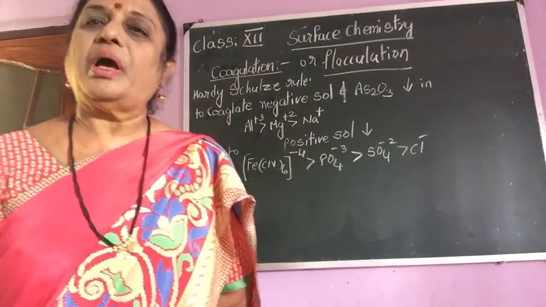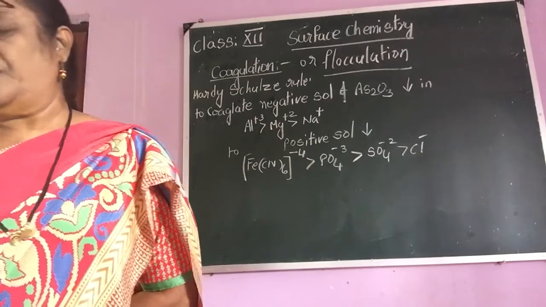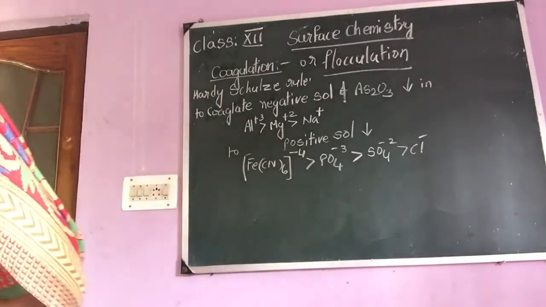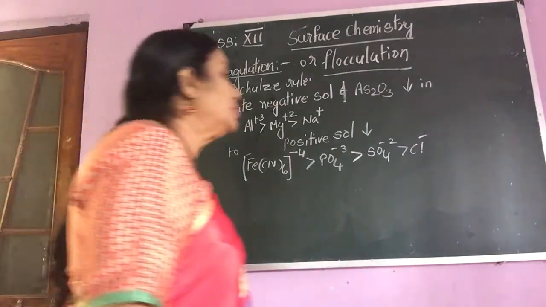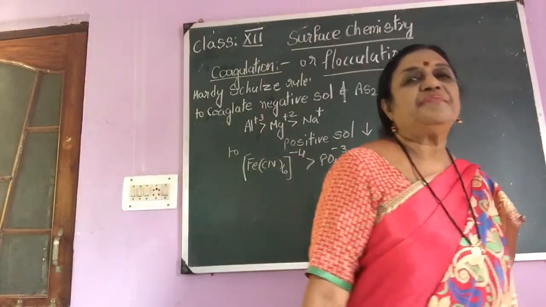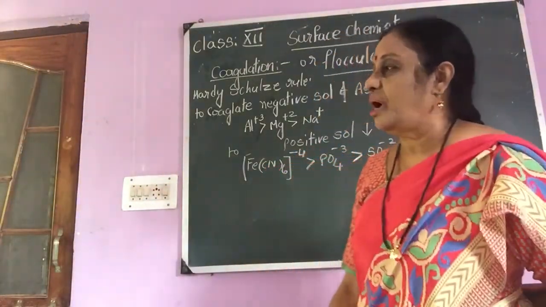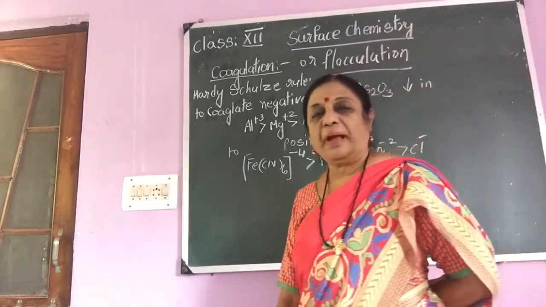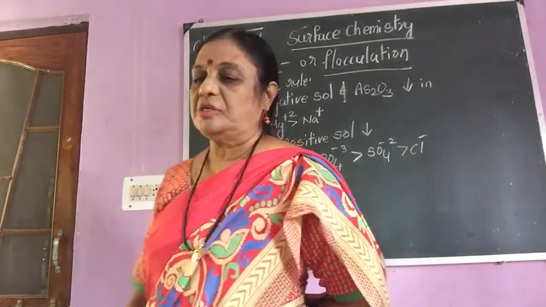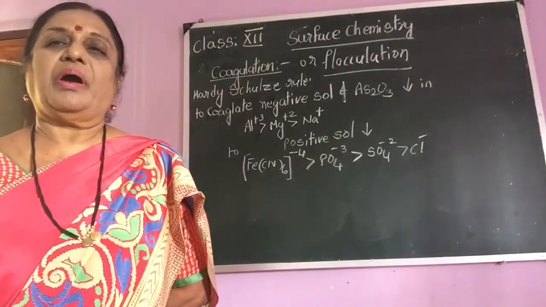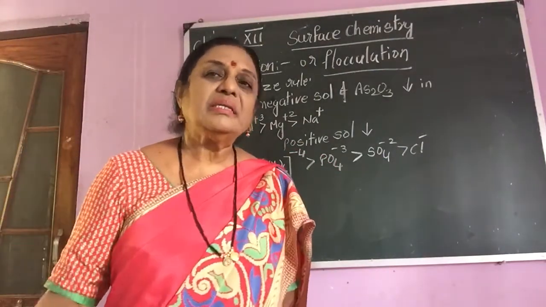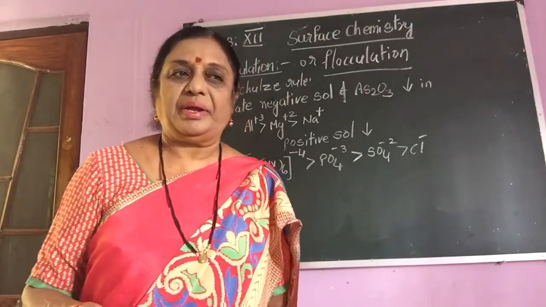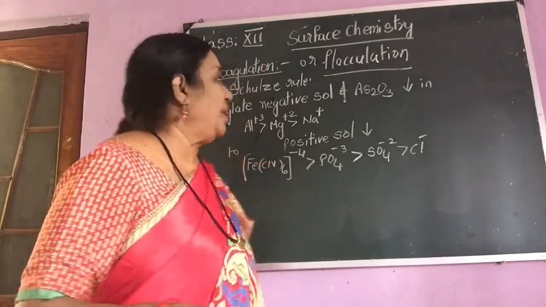So what is the Hardy-Schulze rule, children? According to the Hardy-Schulze rule, the ions carrying the charge opposite to the sol particles are responsible for the coagulating power of the solution. Now, greater the charge on the electrolyte, greater will be the coagulating power.